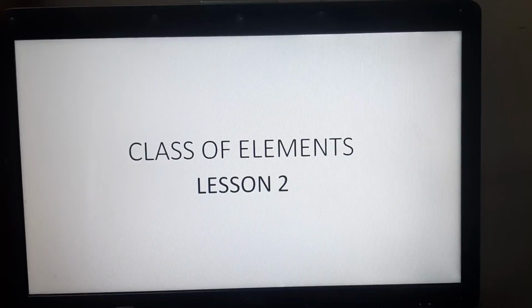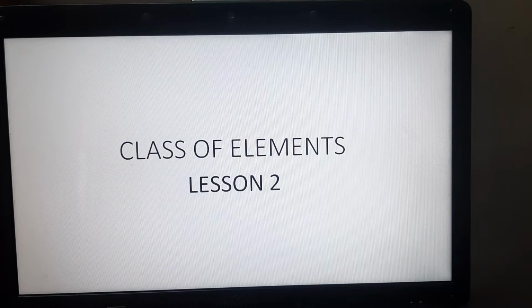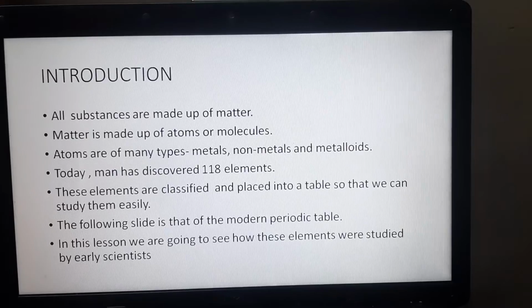So here we've got the lesson on classification of elements, lesson 2, and here I've just written a footnote for you. First of all, previous knowledge: all substances are made up of matter, we know that, and matter is made up of atoms and molecules. Atoms are of many kinds, many types. Atoms of metals, you'll have atoms of non-metals and metalloids.